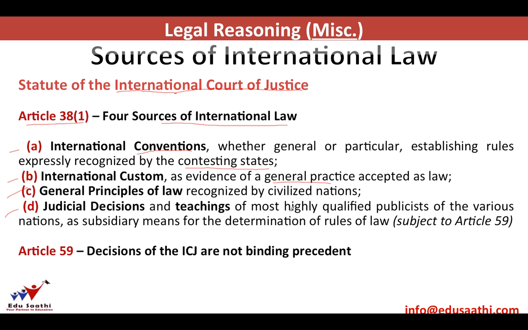Judicial decisions and teachings of most highly qualified publicists of various nations as subsidiary means of determination of rule of law. Judicial decisions and teachings, like for example, International Court of Justice or International Criminal Court, provide for certain decisions. In those cases, those decisions can also form the source of international law. Article 59 says that decisions of International Court of Justice are not binding decisions. These have persuasive value, but these are not binding ones. The courts are not bound by the decisions of International Court of Justice.